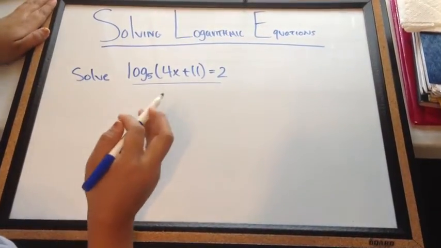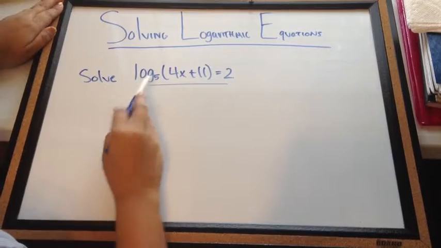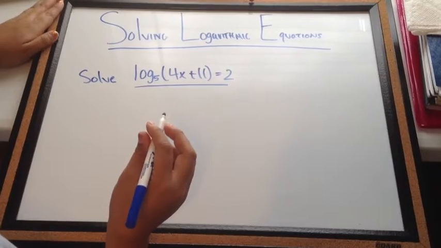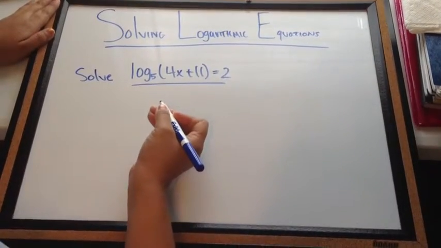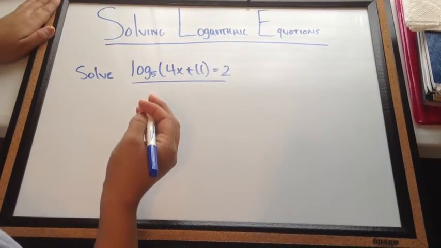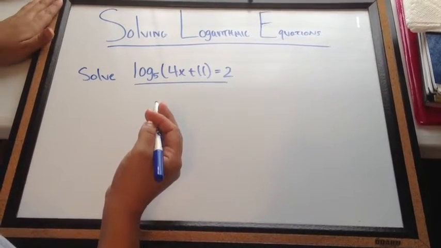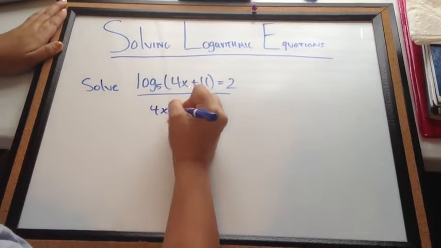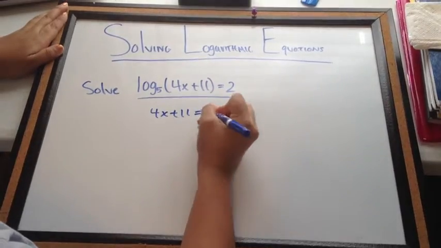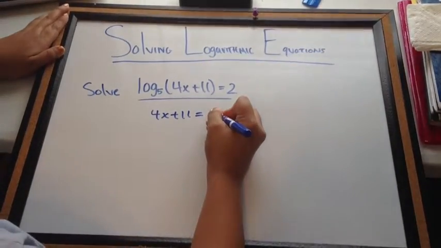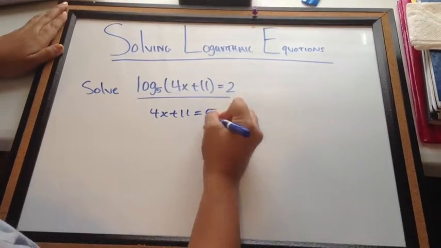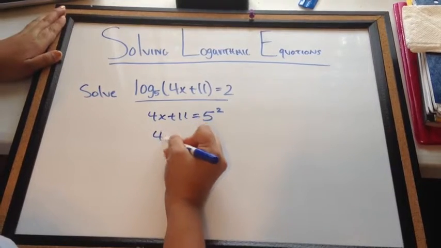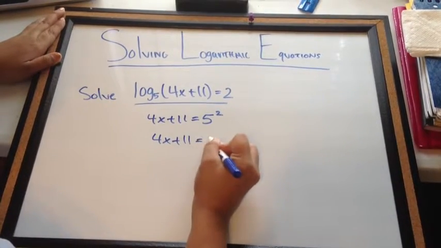Okay, so now I'm going to show you a few examples. Solve this logarithm equation. This problem does not need to be simplified because there's only one logarithm in the problem. We have to rewrite the problem in exponential form by moving the base of the logarithm to the other side. That will be rewritten as 4x plus 11 equals 5 to the power of 2. And then we simplify that, so 4x plus 11 equals 25.